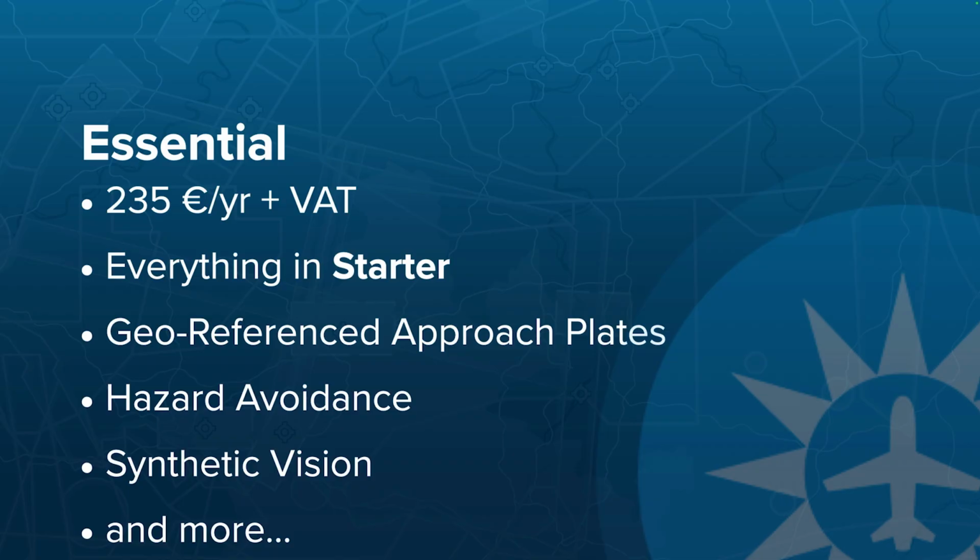For 235 euros a year plus VAT, you get everything in starter. But additionally, you have georeferenced approach plates, your position on approach plates. You can display approach plates in the en route map. You have some hazard avoidance features for terrain and obstacles, synthetic vision. You have additional weather layers for icing, turbulence, and cloud coverage, for example, and the profile view.